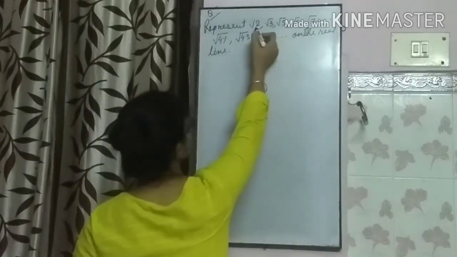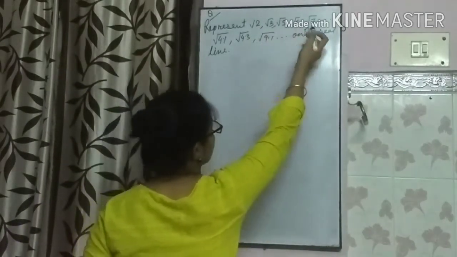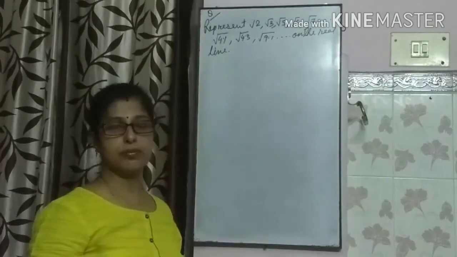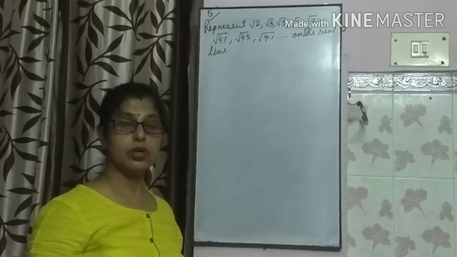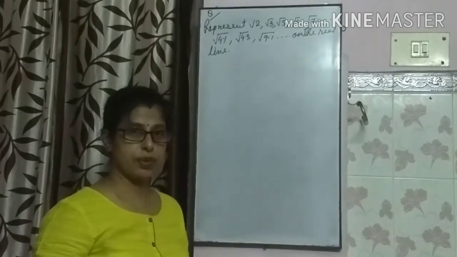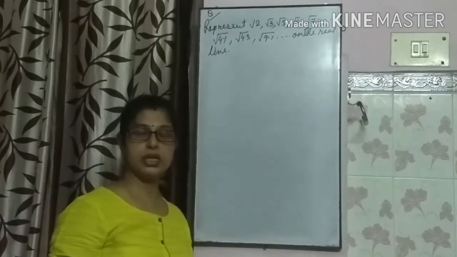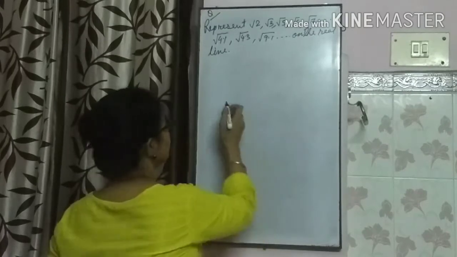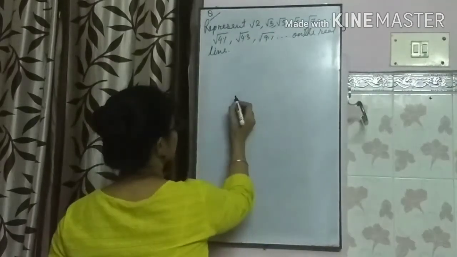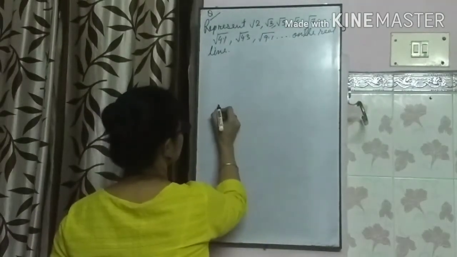So for representation of this type of irrational numbers, we have to follow Pythagoras theorem. And for following Pythagoras theorem, mainly we need a right triangle. So I'll start from root 2. Root 2 is the basic.